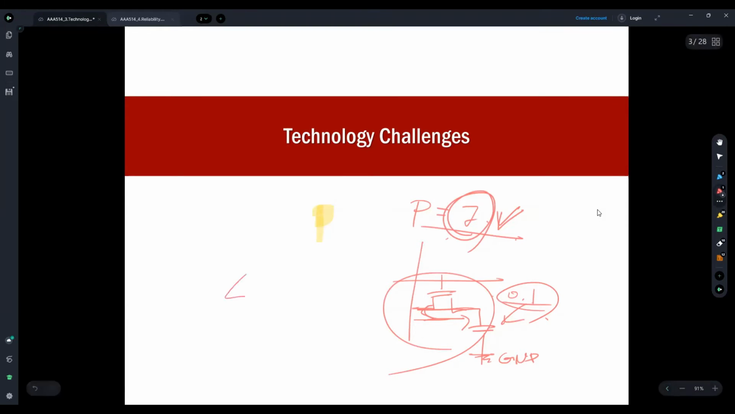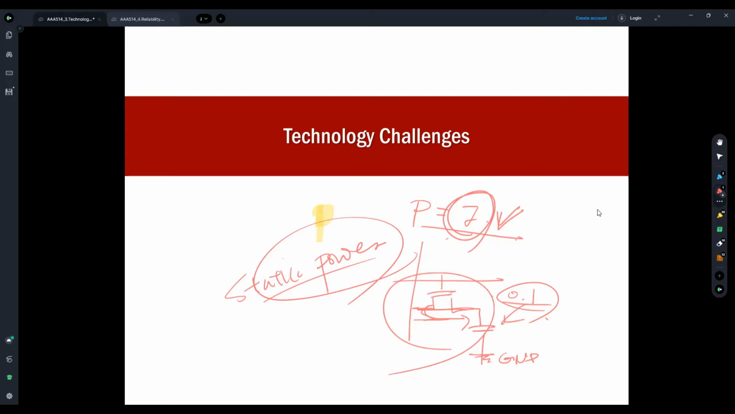That's why memory devices also consume very much power. Also, think about static power. What is the static power? Just understand it like this.